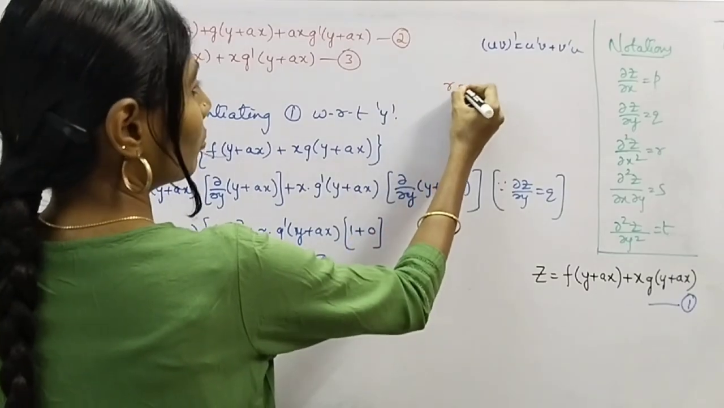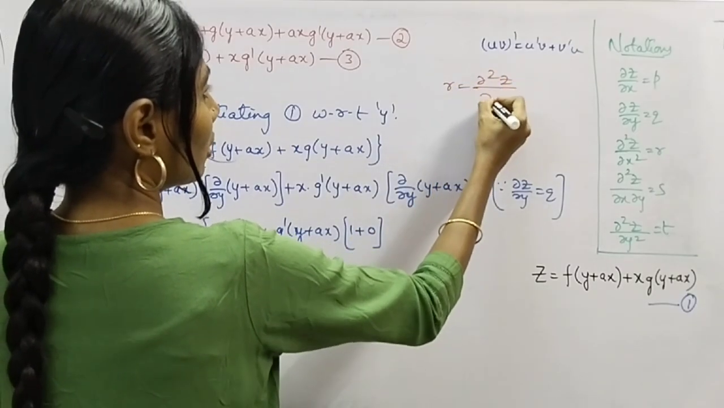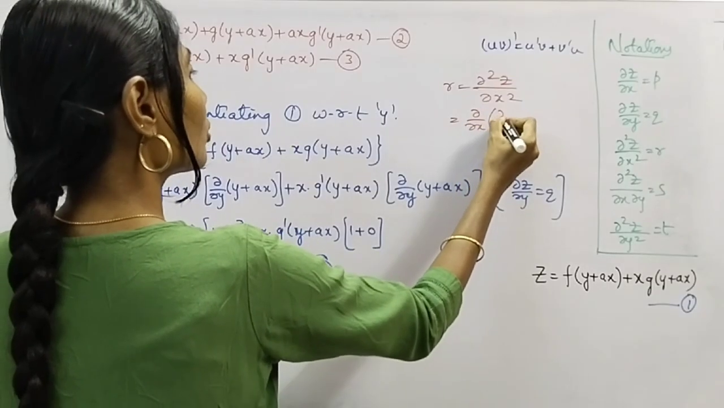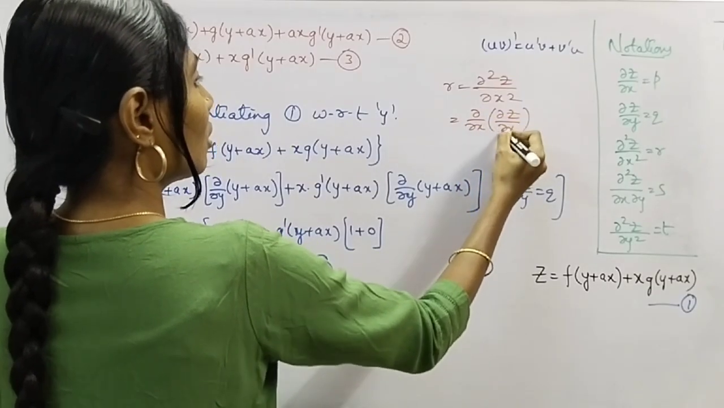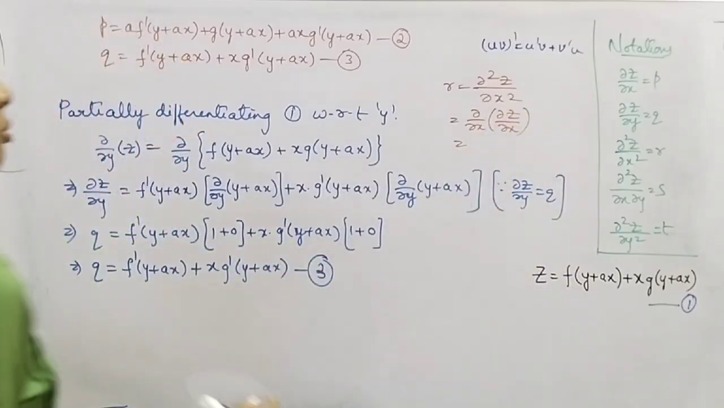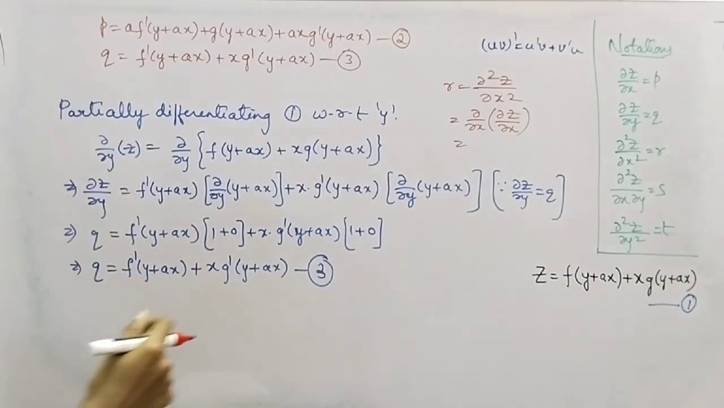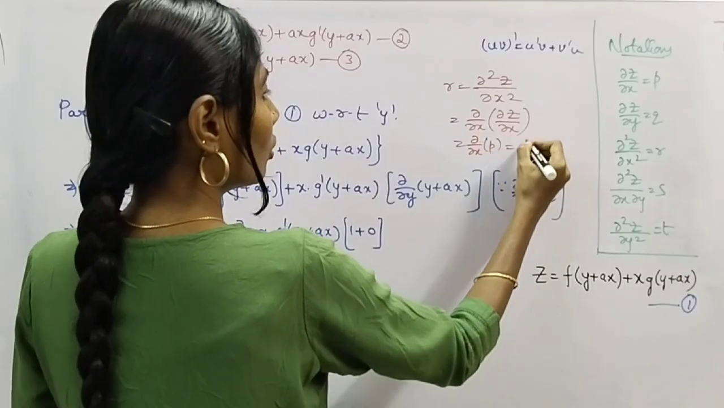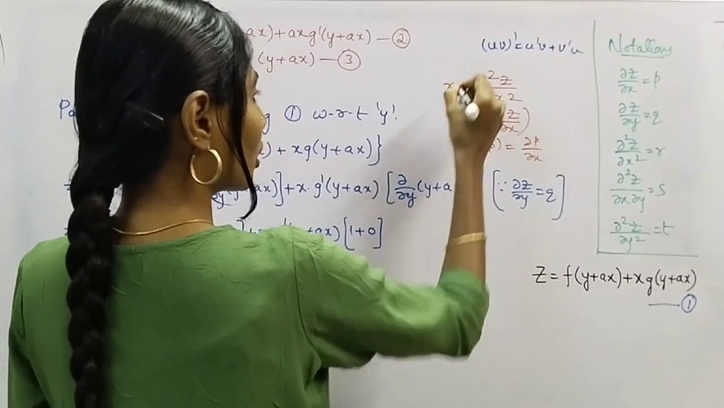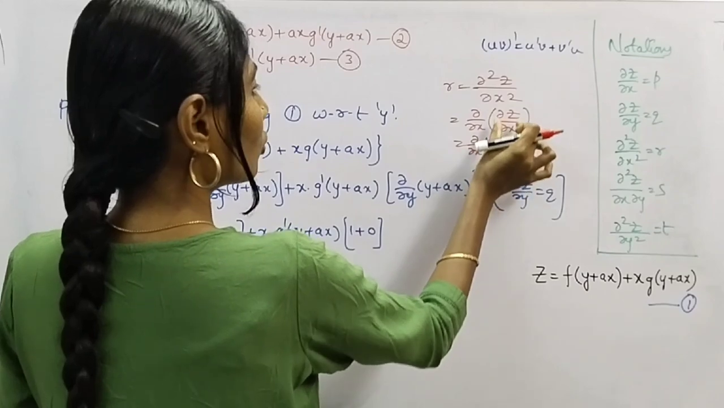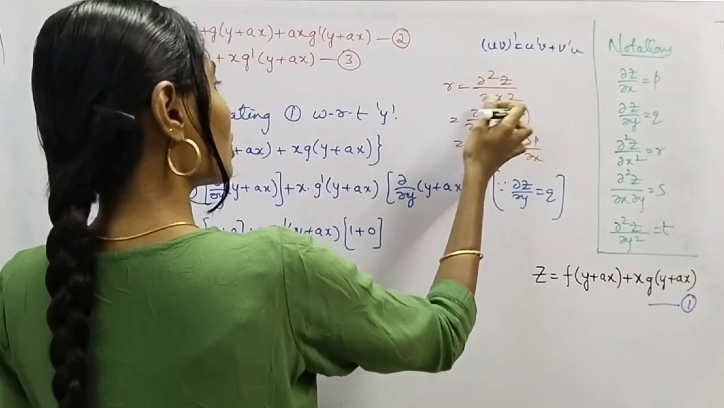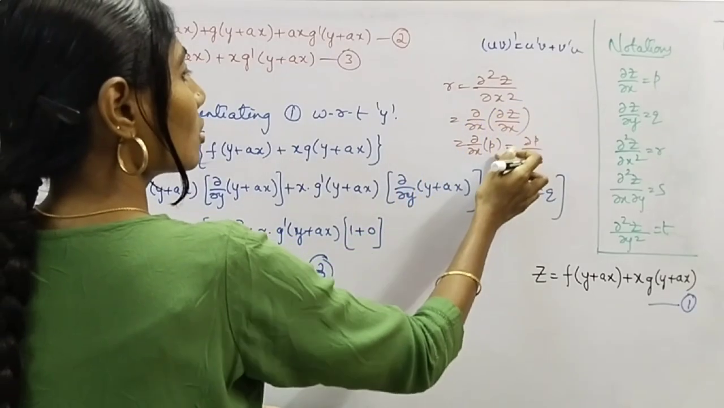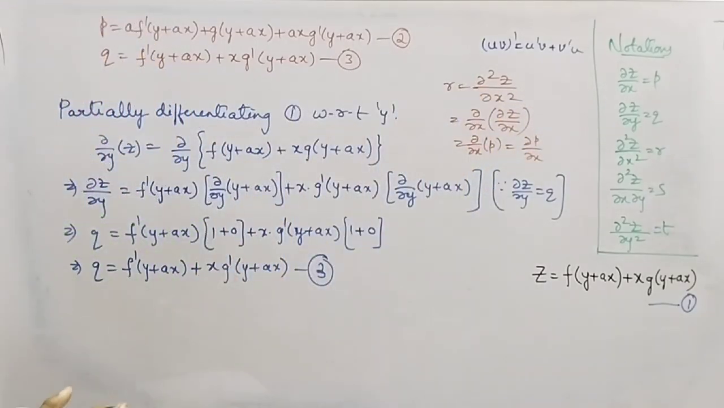Here r is nothing but dou square z by dou x square, right? We can write this as dou by dou x of dou z by dou x, and we also know that dou z by dou x can be replaced by the notation p. So dou p by dou x gives r, or dou by dou x of dou z by dou x gives r, or dou square z by dou x square gives r, okay? All these terms represent r simply.